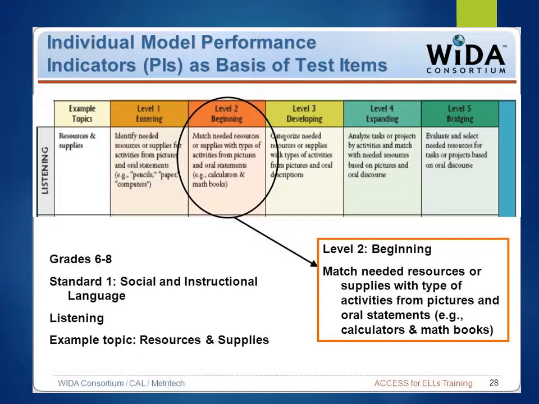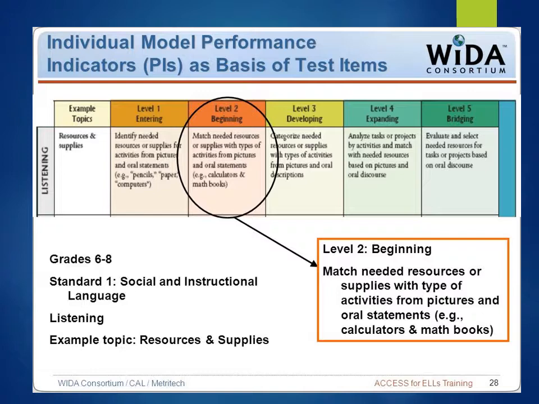And here's an example of a chart similar to one that you will fill out for one of your assignments that lists model performance indicators for one content standard. Okay, and in this case, this is the English Language Development Standard of Social and Instructional Language. Okay, and the topic is resources and supplies at school. So if you take a look at the different performance levels, you can see the language functions change depending on what that student is known to be able to do.